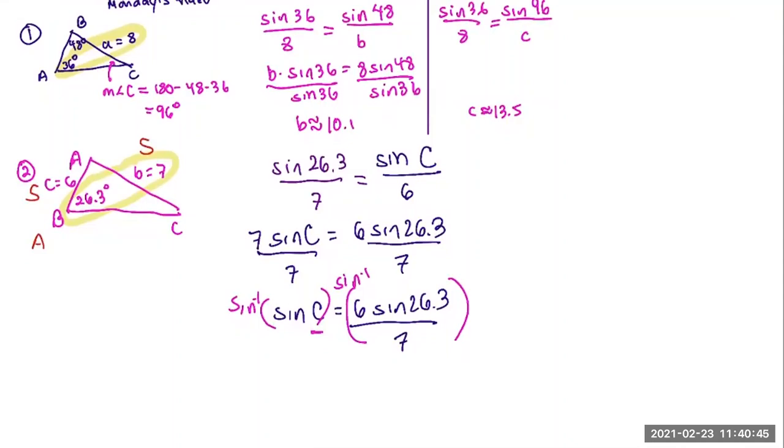Okay, so do you see how it's inverse sine of both sides? The inverse is going to undo the sine, so that's going to isolate C. So now C is by itself. You just have to enter this all into the calculator.